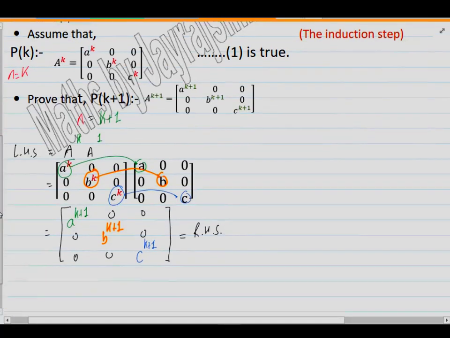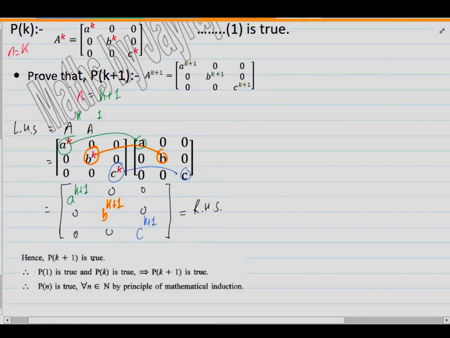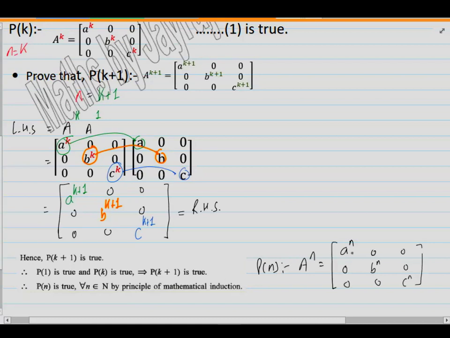So we can proudly say that we satisfied all the conditions of PMI. Therefore our P of n, which is A raised to n is equal to a raised to n, 0, 0, 0, b raised to n, 0, 0, 0, c raised to n, is true. Ta-da!